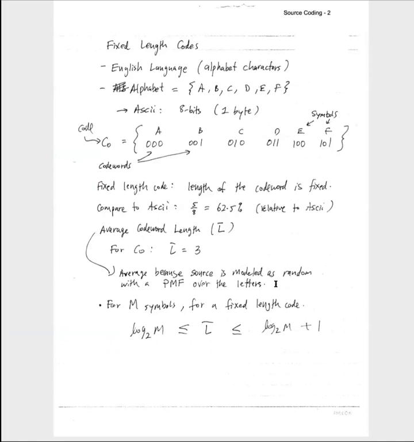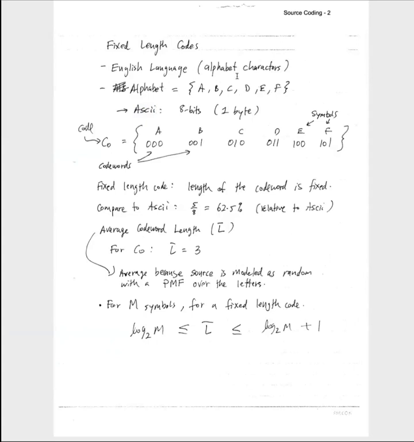And a fixed length code, of course, maps each symbol to a code word with a fixed number of bits. So we know that, for example, ASCII is an example of such a mapping. ASCII represents characters as 8 bits or 1 byte, right?